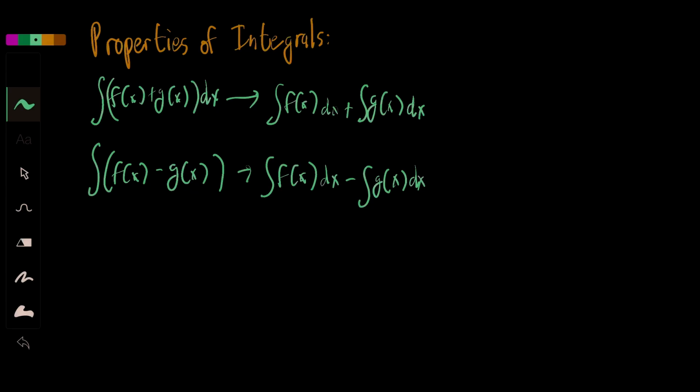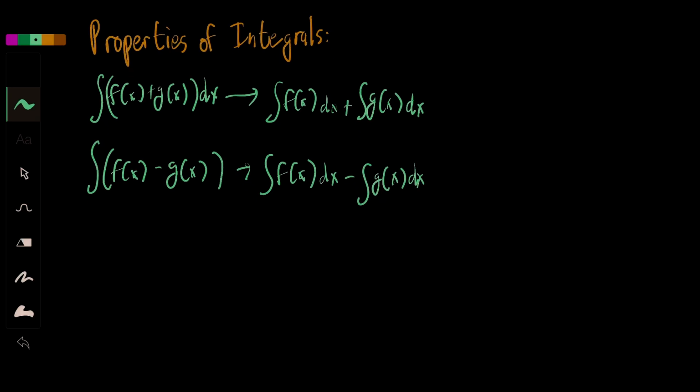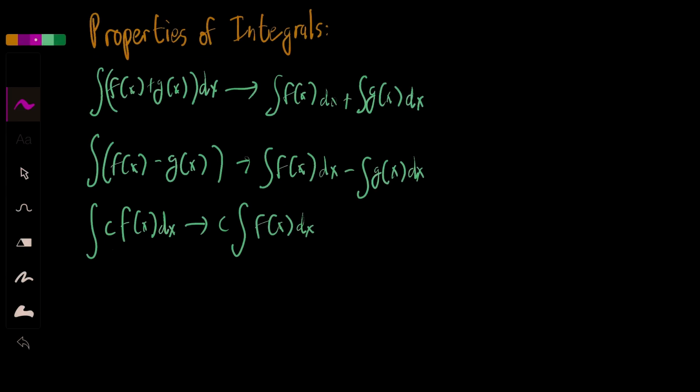The third rule we are going to cover is, what if we have a constant c multiplied by f of x dx? This is going to be equal to c multiplied by the integral of f of x dx, and the key is that c is a constant.